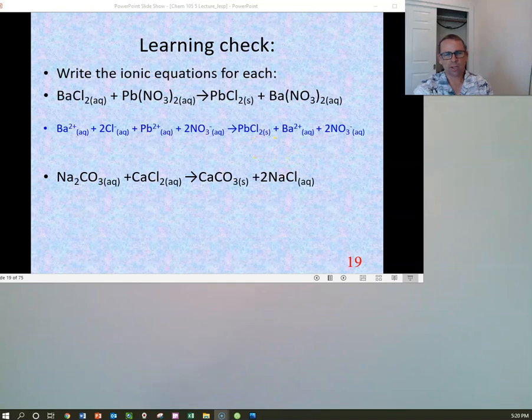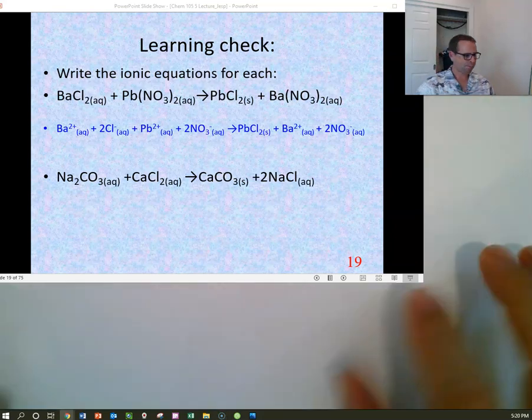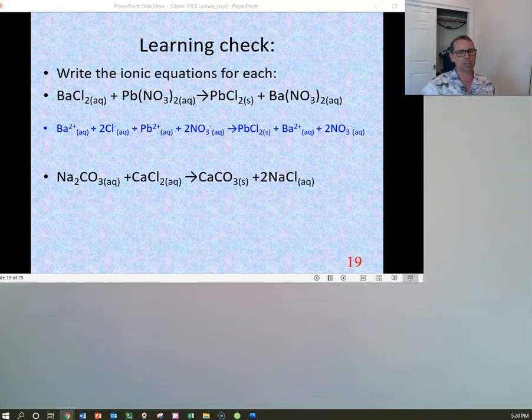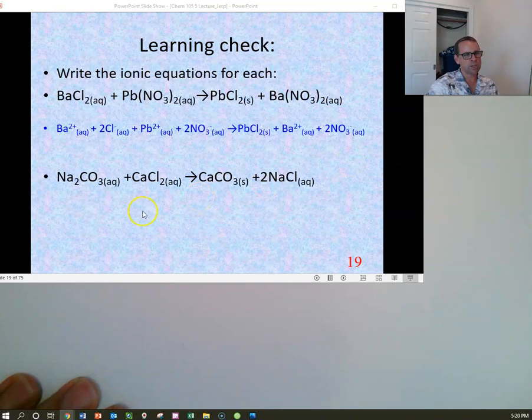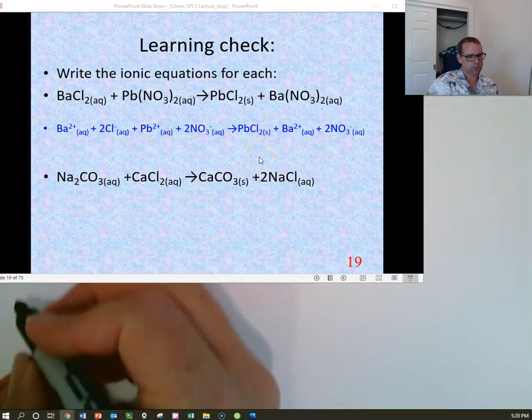All right, so let's see what we can do. Okay, let's write out our ionic equation. What do you think? Do you think that you can tell me what's supposed to be included in this ionic equation here? If I want to write the ionic equation for this chemical reaction here, what should I start off with?